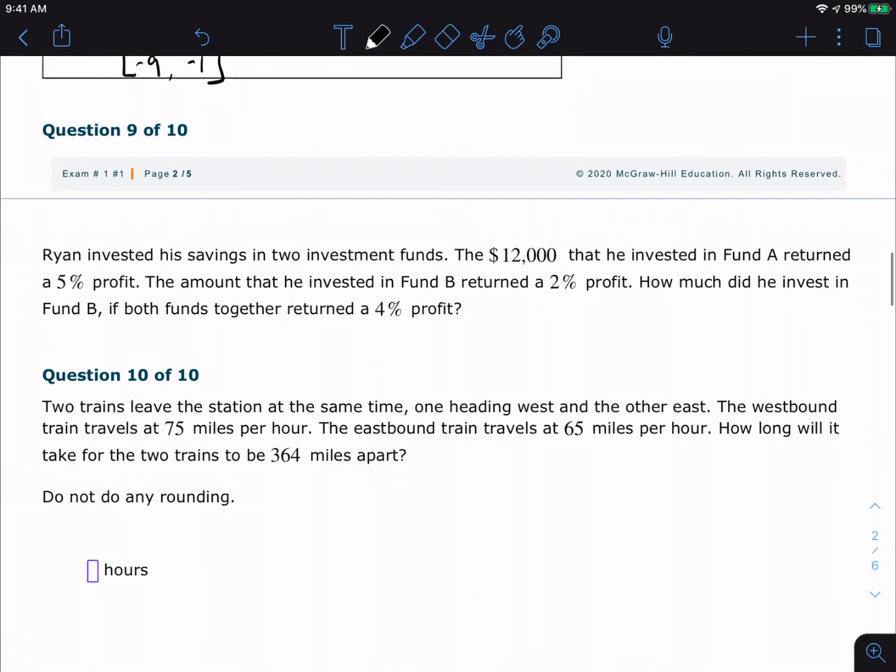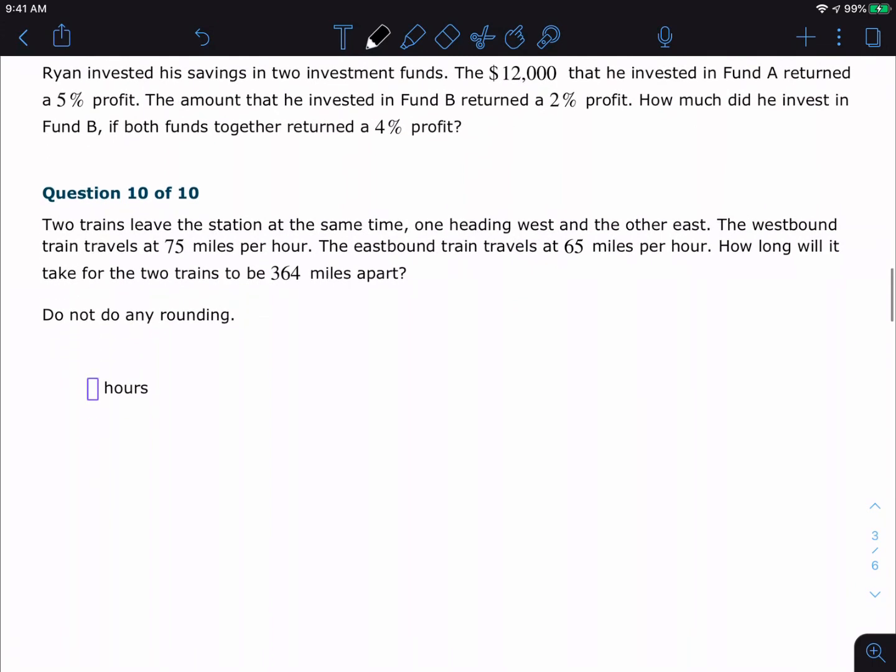The first one says, Ryan invested his savings into 2 investment funds. The $12,000 he invested in Fund A returned 5% profit. The amount that he invested in Fund B returned 2% profit. How much did he invest in Fund B if both funds together returned 4% profit? So here we go. Are you ready? Yes. This is the work for number 9.